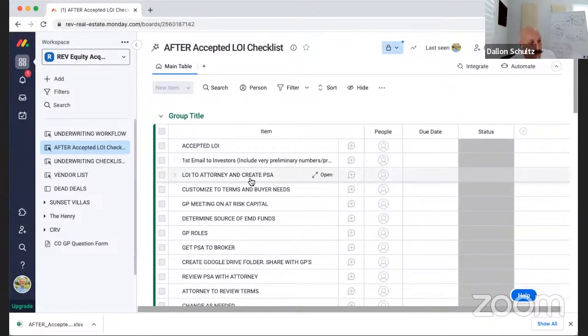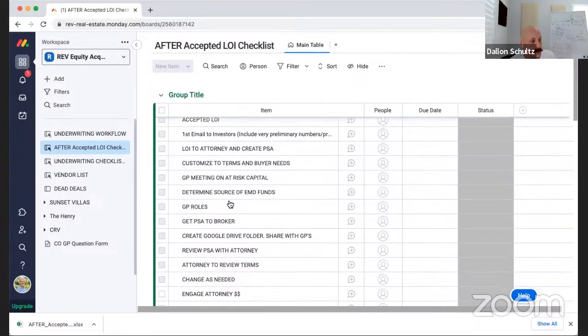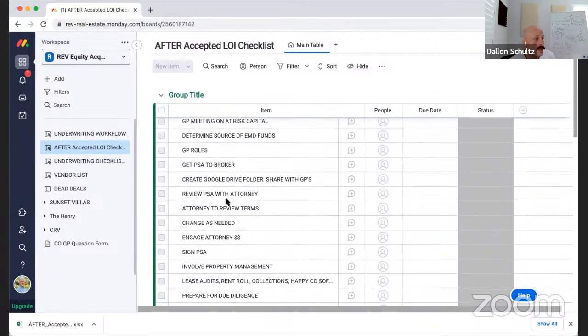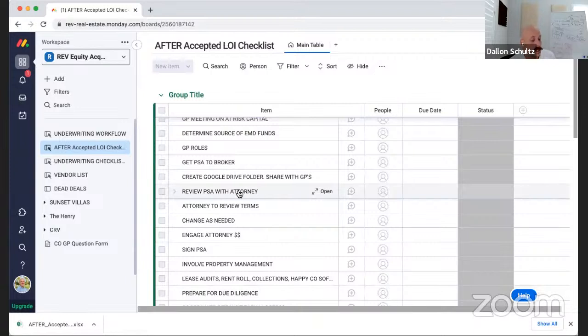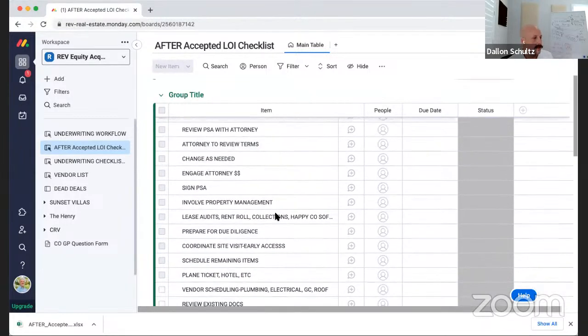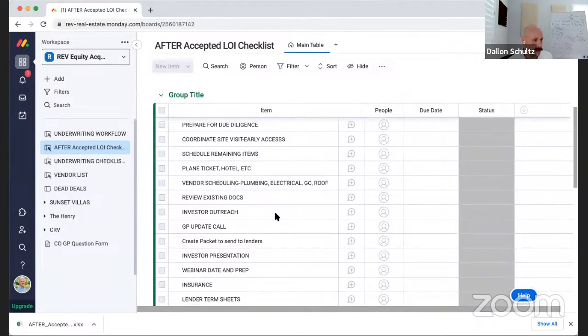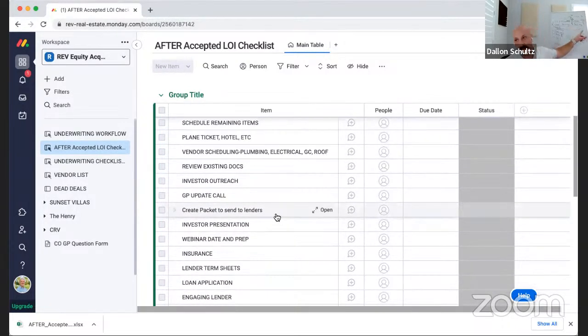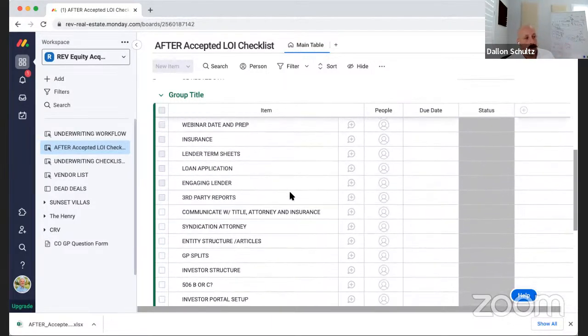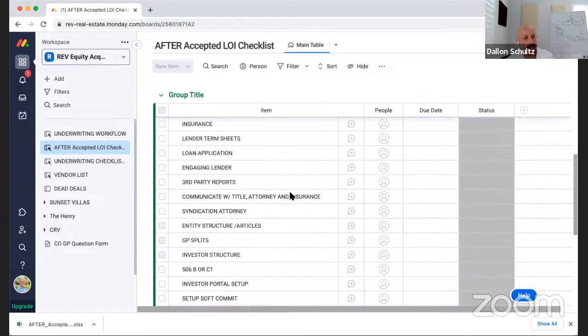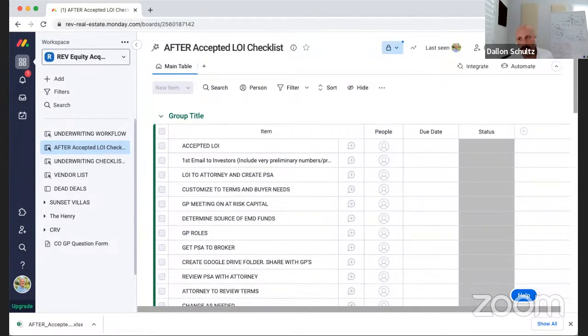So you got an LOI to the attorney, create the PSA, customize terms buyers, you got your GP rules, PSA to broker, Google Drive folder to share with your other partners, review the purchase sale, the PSA with the attorney, sign it, we prepare for due diligence, coordinate site visits, get plane tickets, hotel. There's a lot of work that goes on in these 45 to 60 days. So having this checklist has really been beneficial so that we can keep our progress, and our partners, we can keep it in line. With that being said, I'm not going to go through every one of these steps. I just wanted to show you a useful tool that we have.